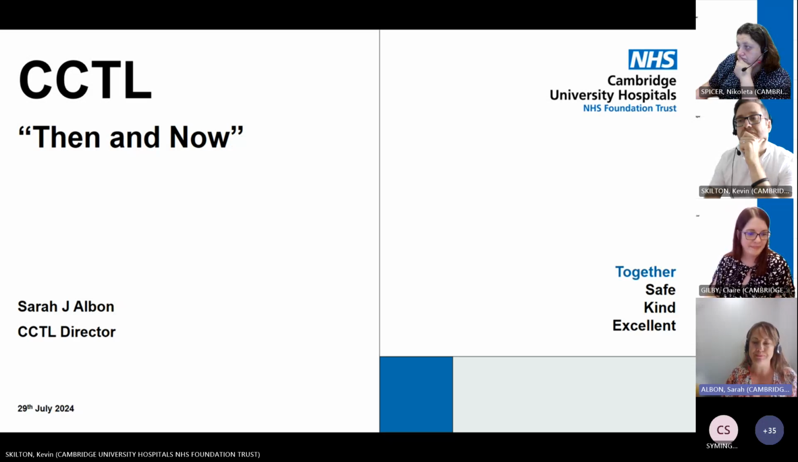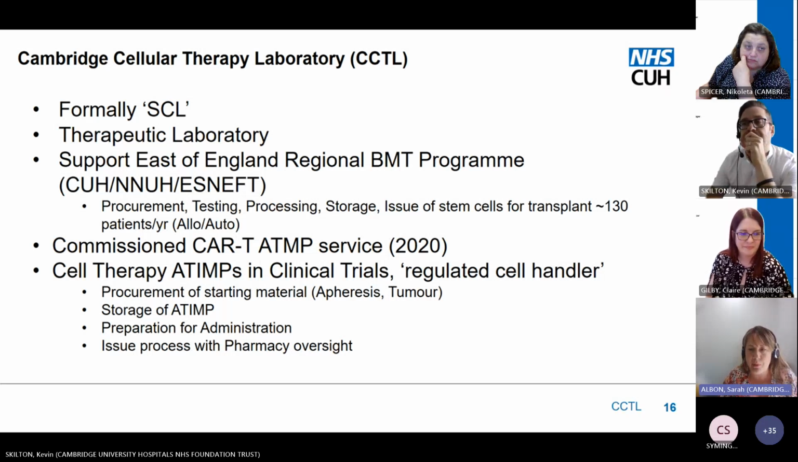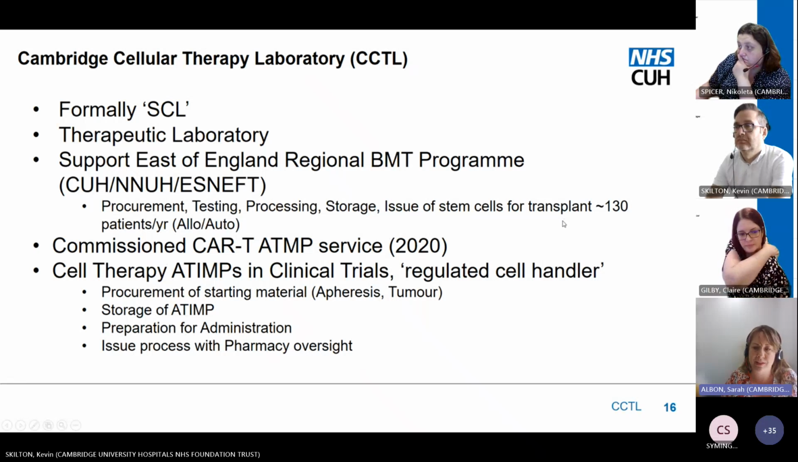Right, next slide, please. So for those of you who don't know, CCTL, we were formerly the Stem Cell Lab. We sit in hemato-oncology within the Cancer Directorate. We are a therapeutic laboratory, so we're very separate from pathology in the way we operate. The bulk of our workload is supporting the East of England Regional Bone Marrow Transplant Programme, and that covers Cambridge, the Norfolk and Norwich and the East of England Trusts and Ipswich as well. We're responsible for the procurement, testing, processing, storage and the issue of human stem cells for transplant. And we handle approximately 130 patients a year, and this is ever increasing.